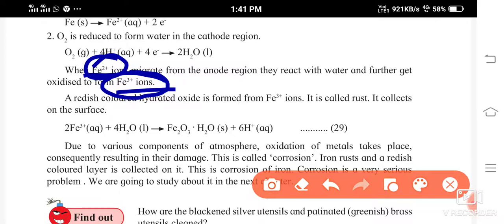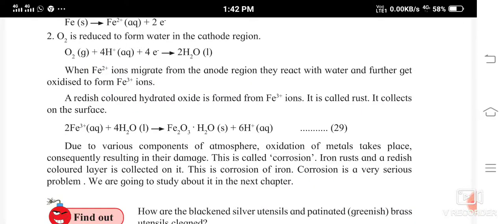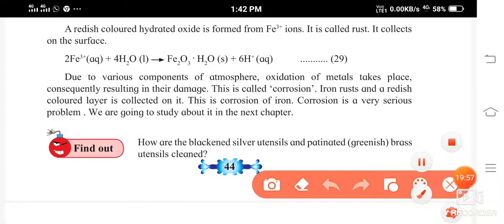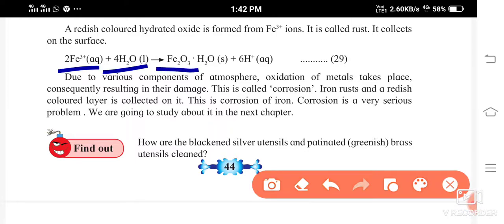So this reddish colored hydrated oxide of Fe3+, we call it rust. It gets collected on the surface. Now this Fe3+ which you have got is going to combine with water, H2O, and form Fe2O3.xH2O, so 6 hydrogen H+ ions are liberated.